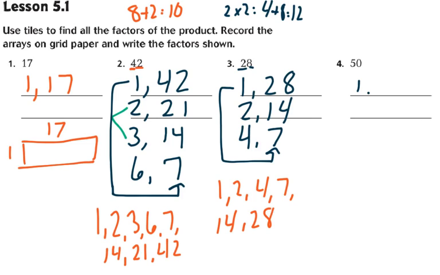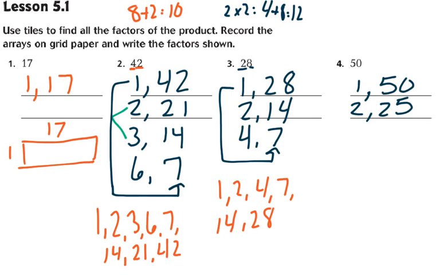So I'm going to start with 1 and 50. 50 is an even number, so it's divisible by 2. 2 times 25. The sum of my digits, in this case, 5 plus 0 is 5. 5 is not divisible by 3, so 50 is not divisible by 3. My rule for 4 says if I double my tens and add my ones, that sum has to be divisible by 4. If I double 5, I get 10, and I add 0, I'm still with 10. That is not divisible by 4.